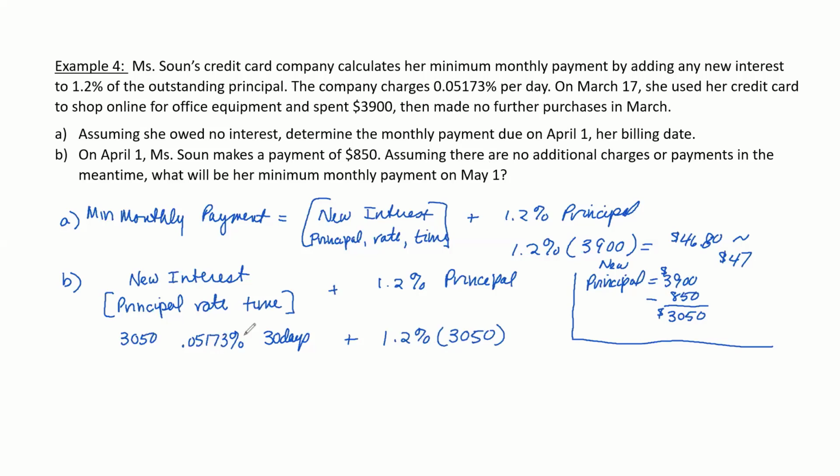So this one, using the calculator or doing it by hand, is $47.33. And this one, just multiplying those together, is $36.60. So we're going to add those together, and we get $83.93. And we have to round up to the nearest whole dollar, so $84.